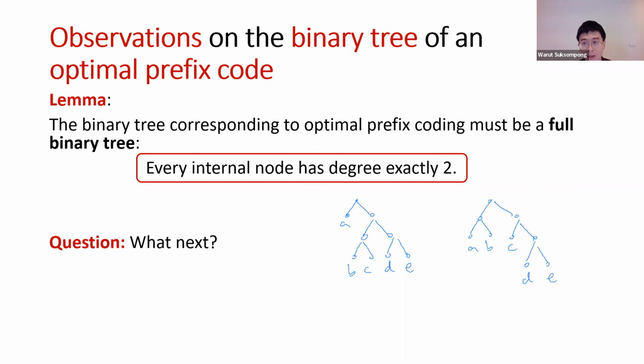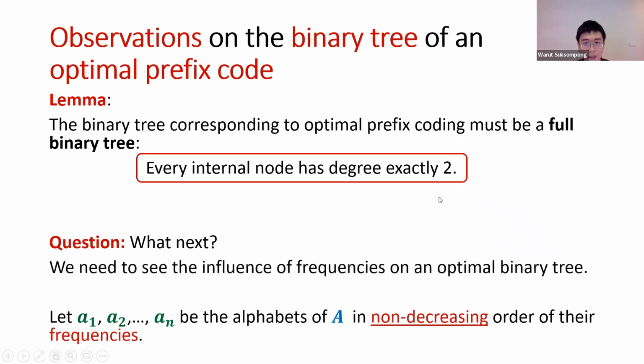I mean, there's another structure, right? Another possible tree. Now, to know which one is better, right now this is not clear. There's no obvious source of non-optimality in either of them. So we have to look at the frequencies now. Which tree is better depends on the frequencies of the letters. So we can see the influence of the frequencies on the optimal binary tree.